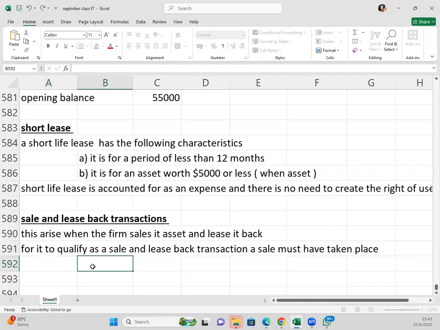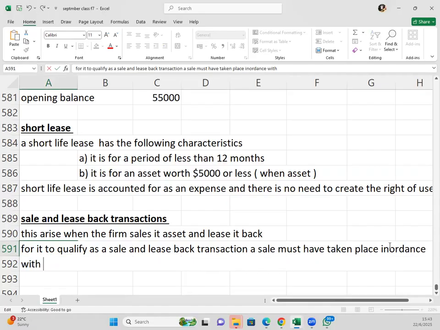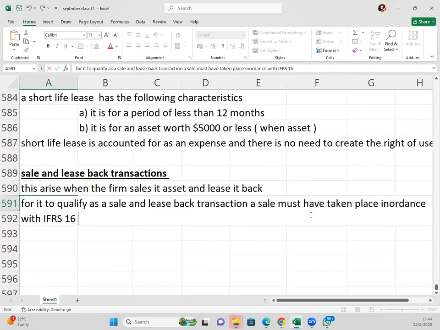So how do you tell that a sale has taken place? We look at the conditions. A sale must have taken place in accordance with IFRS 16. I think that's the standard we're supposed to talk about today. So the transaction must qualify to be regarded as a sale according to IFRS 16.